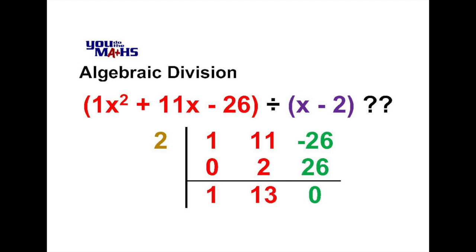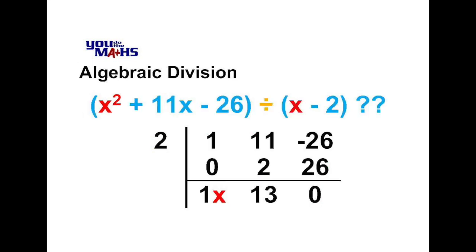Our solution to the division problem is formed by the coefficients in the result of the table, in other words 1 and 13. So how do we interpret these values? Well, if we look at the original problem, we can see that the leading terms in the dividend are x squared and in the divisor x. And if we do a simple division of x squared and x, we know the result will be x.